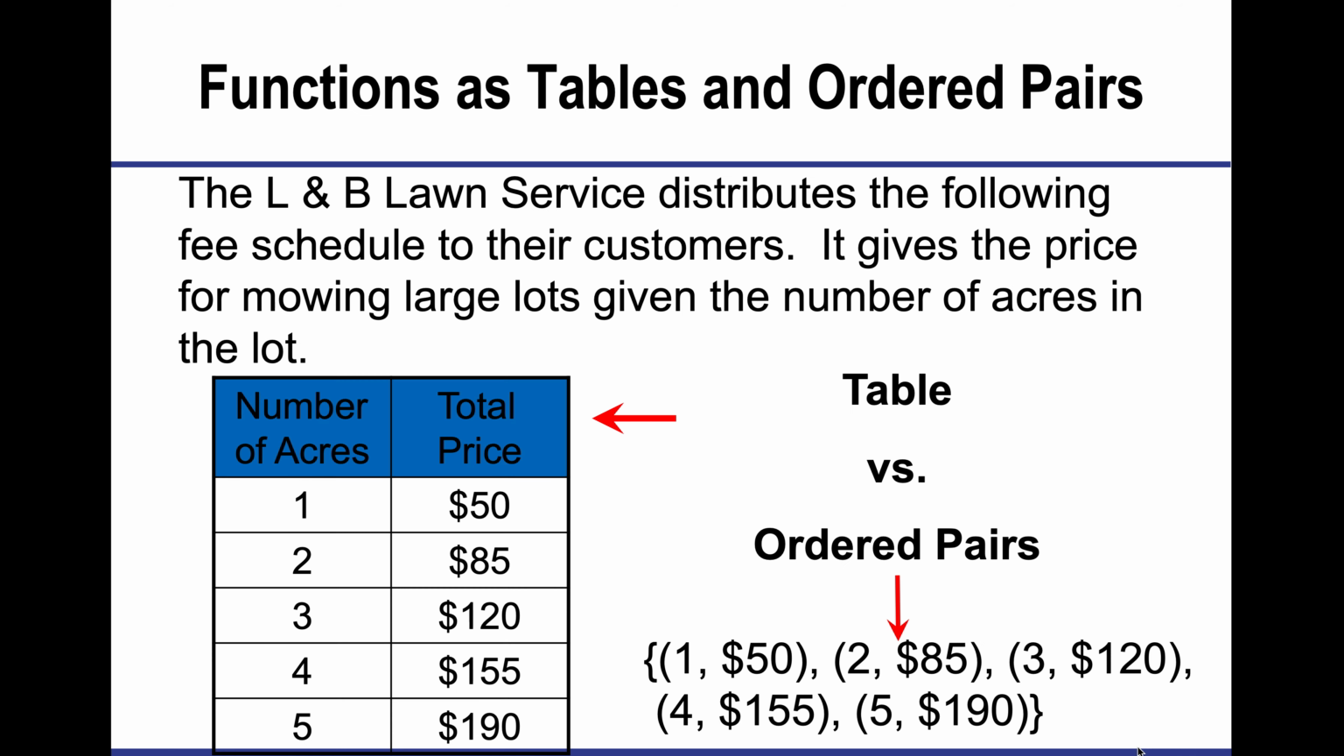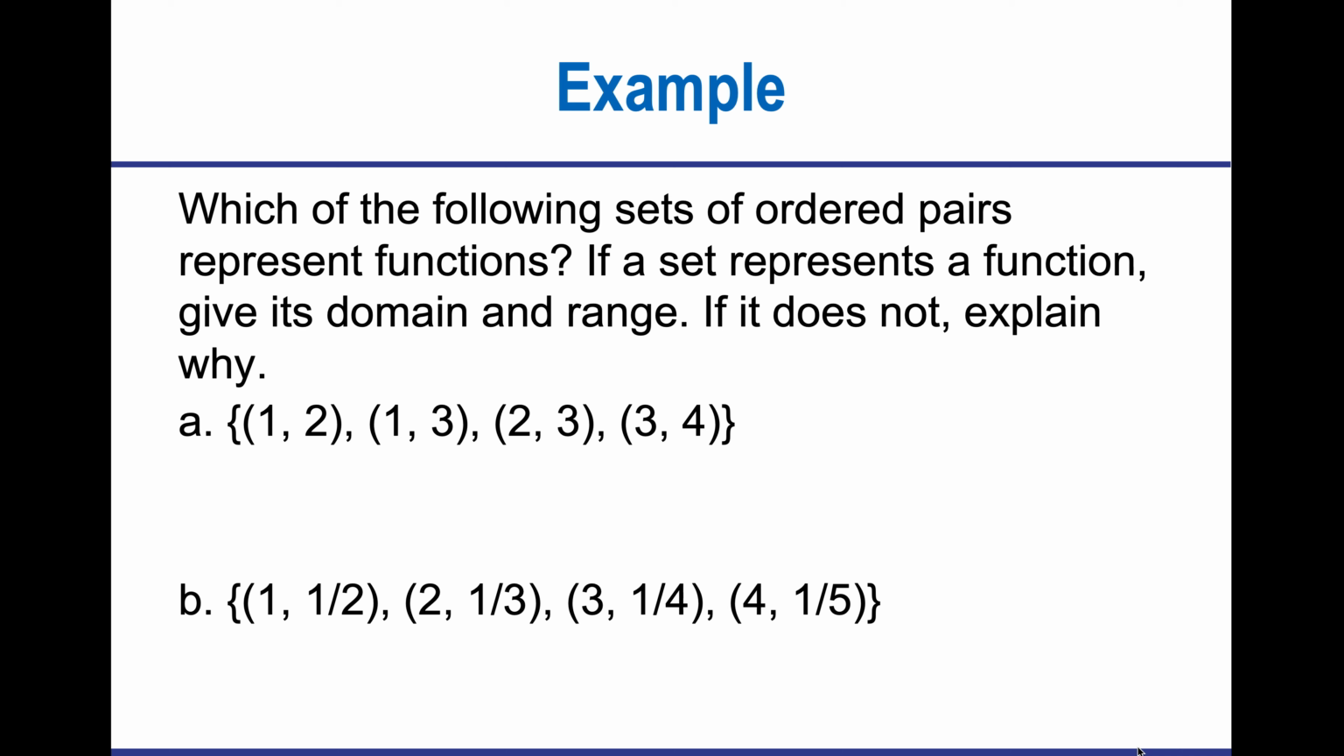From this table, if you notice, the column on the left is going to be the first number in the parentheses. The column on the right is the second number. So I can write a table as an ordered pair, and that's a key skill. If I look at these ordered pairs now and I'm trying to determine if they're functions, it's a little trickier than when I have the diagrams.